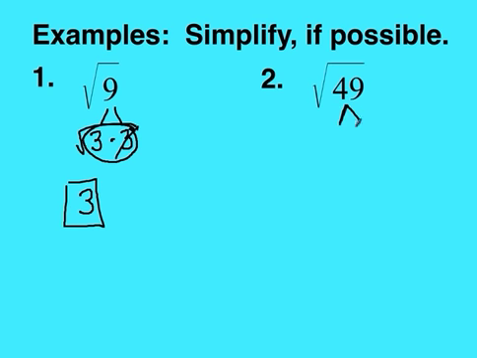Same thing with 49. We can make our factor tree, which would consist of 7 times 7. 7 and 7 won't break down, so we circle those pairs because there's two of them. Take one out, cross the other out. So my answer would be 7.